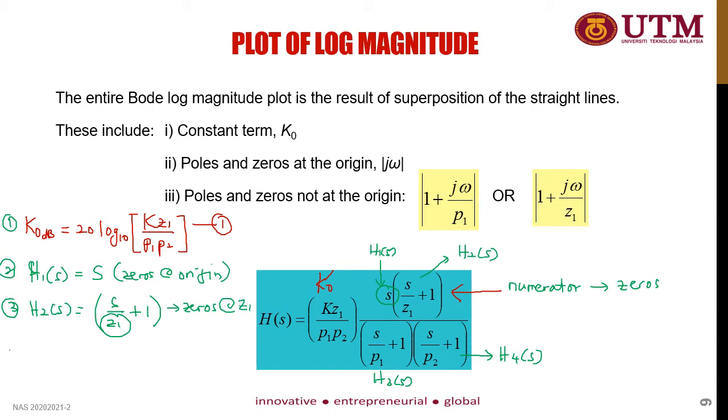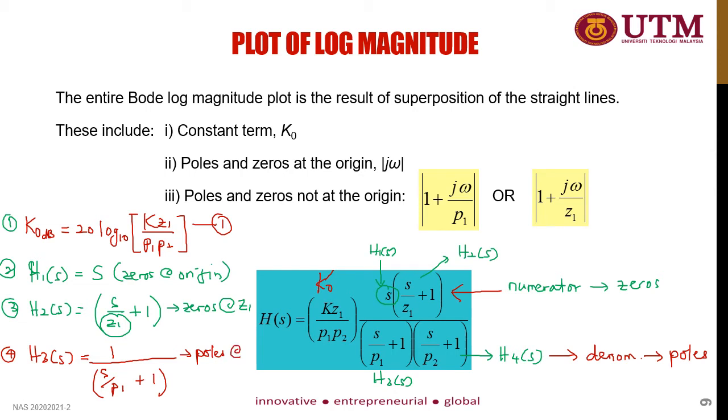Move on to the fourth component. It is h3s equal to, since it is denominator, the equation is at the bottom, so the transfer function for this component is 1 over s divided by p1 plus 1. Don't forget to represent 1 divided by this component, because this component is the denominator. When the component is denominator, all s is known as poles. So you have poles at p1. If you have s outside the bracket as denominator, it is poles at origin.